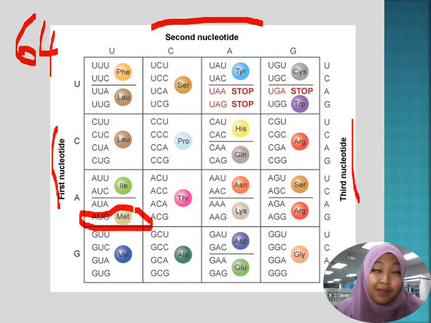When there is a start, there is also a stop. The stop codons are these three: UAA, UAG, UGA. They do not code for any amino acid, which is why we call them stop codons. The other codons you don't have to memorize, but the stop codons you have to remember: UAA, UAG, and UGA.